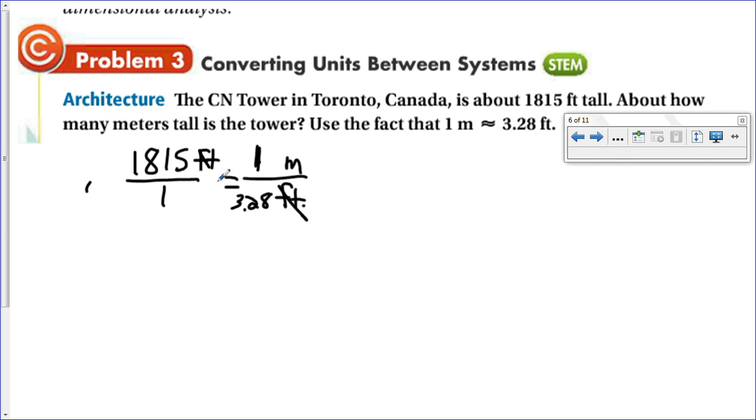The feet cancel. We get 1,815 meters divided by 3.28, because these multiply across, 1 times 3.28. And then 1,815 divided by 3.28 comes out to be approximately 553 meters.